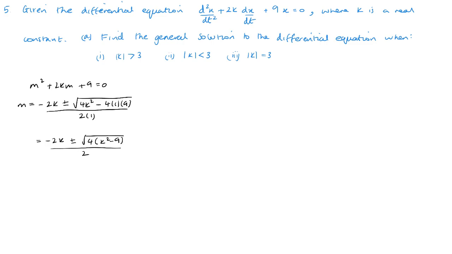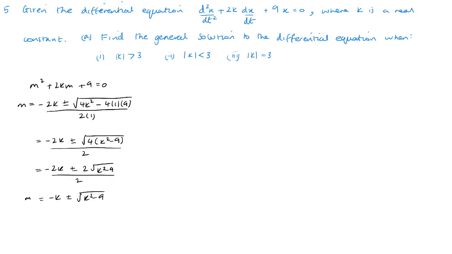So there we kind of have it. Now minus 2k, we can do a bit of simplifying. The root 4 will be 2, so 2 root k squared minus 9 over 2. The 2's will cancel, so minus k plus or minus the square root of k squared minus 9. And there we have the solution, well, kind of the solution to this auxiliary equation here.